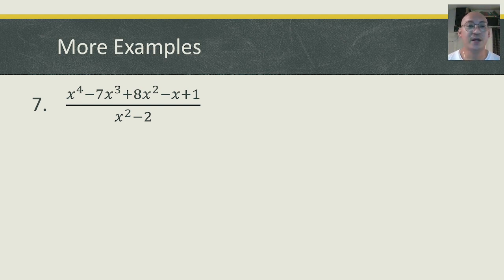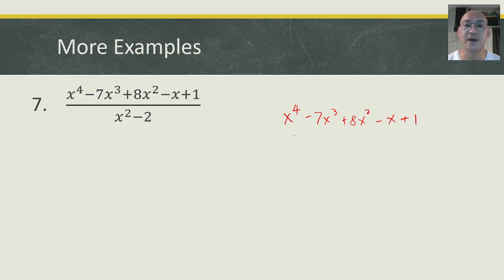Alright, we have here x to the 4th minus 7x cubed plus 8x squared minus x plus 1. So we do not have a missing term. So that's why it is a complete term. So we do not need to add 0 on our dividend.